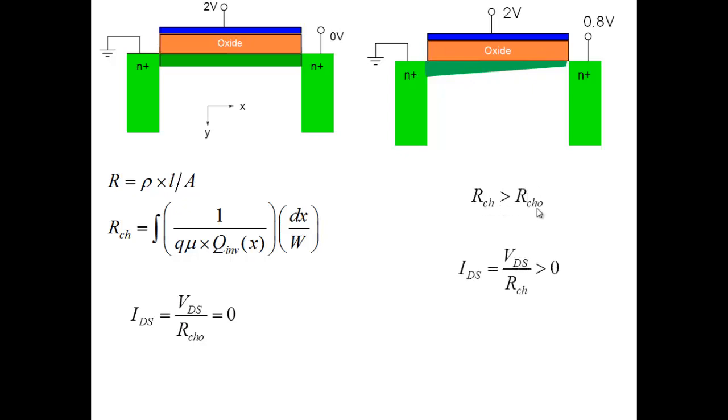So our channel resistance here is greater than the original channel resistance. IDS is VDS by R channel, which will obviously be greater than 0. I've applied a voltage here and there is a resistance here and some current would flow. Now interestingly, suppose I put 0.5 volt here. Okay, so let's go and see.